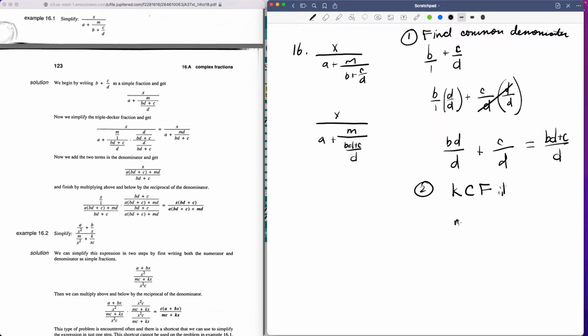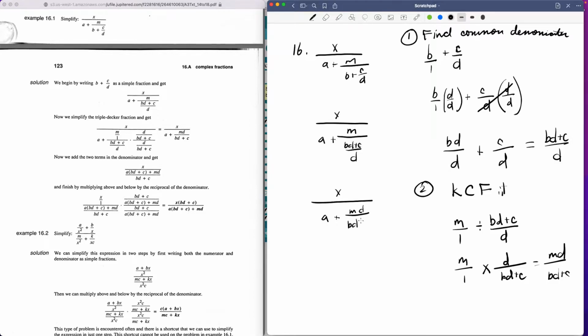So we're going to say m divided by bd plus c over d. We turn this into a fraction by putting it over 1. We flip this around. m over 1 times d over bd plus c equals md over bd plus c. So that's what we rewrite this as. x divided by a plus md over bd plus c. So now we have a value plus a fraction. So we've simplified a little bit.